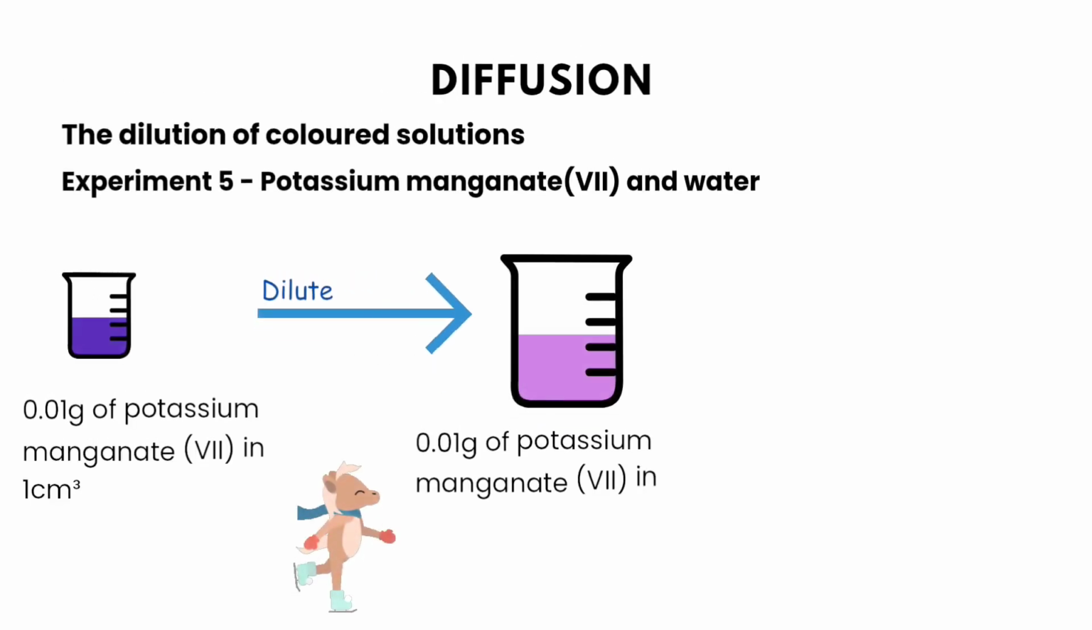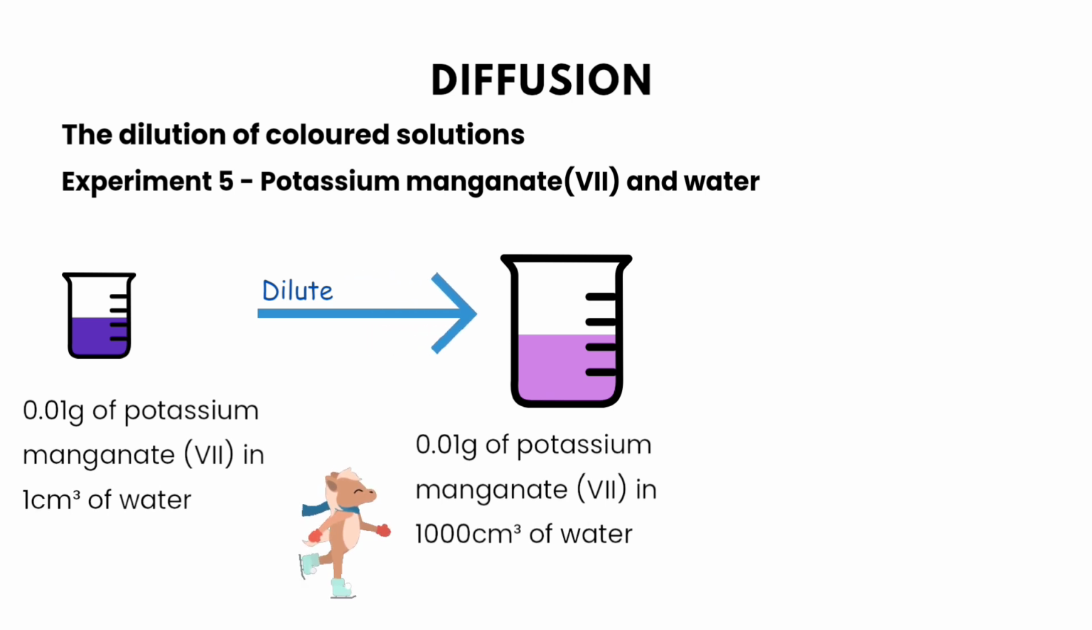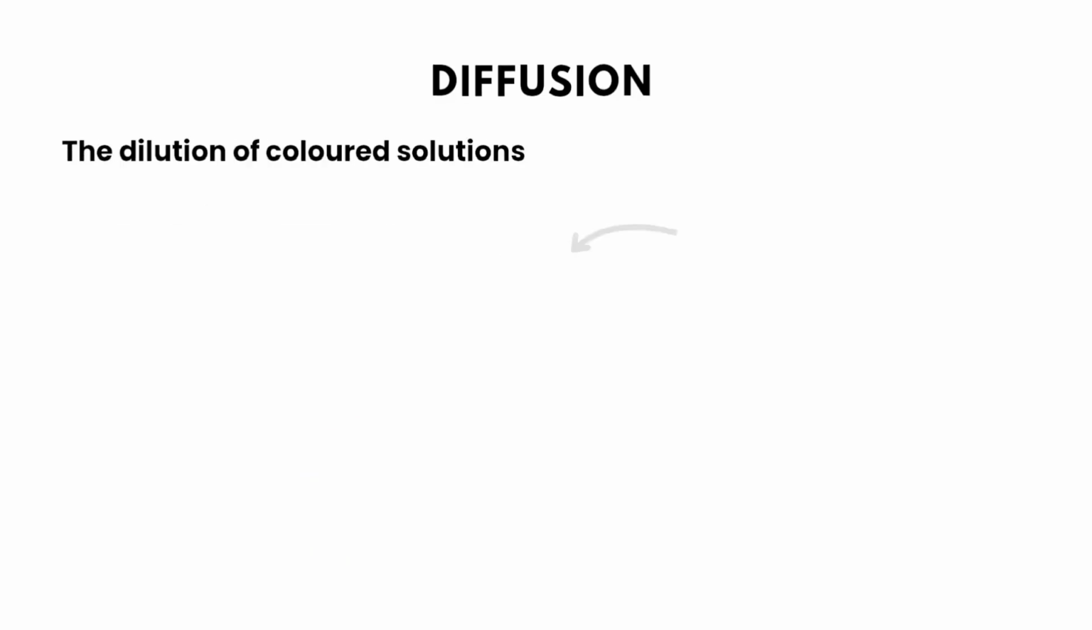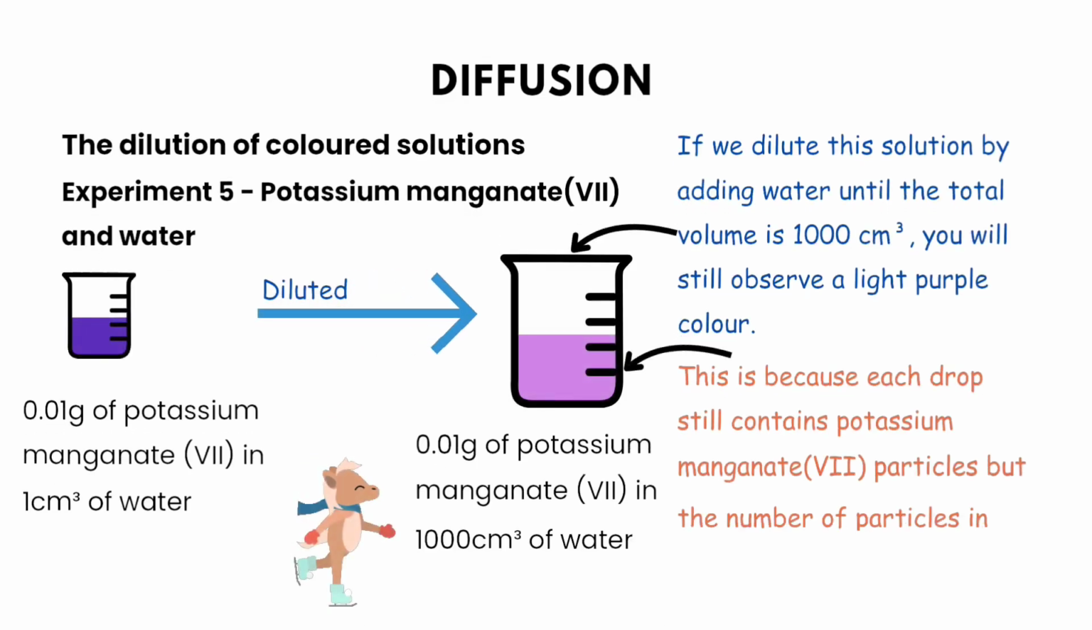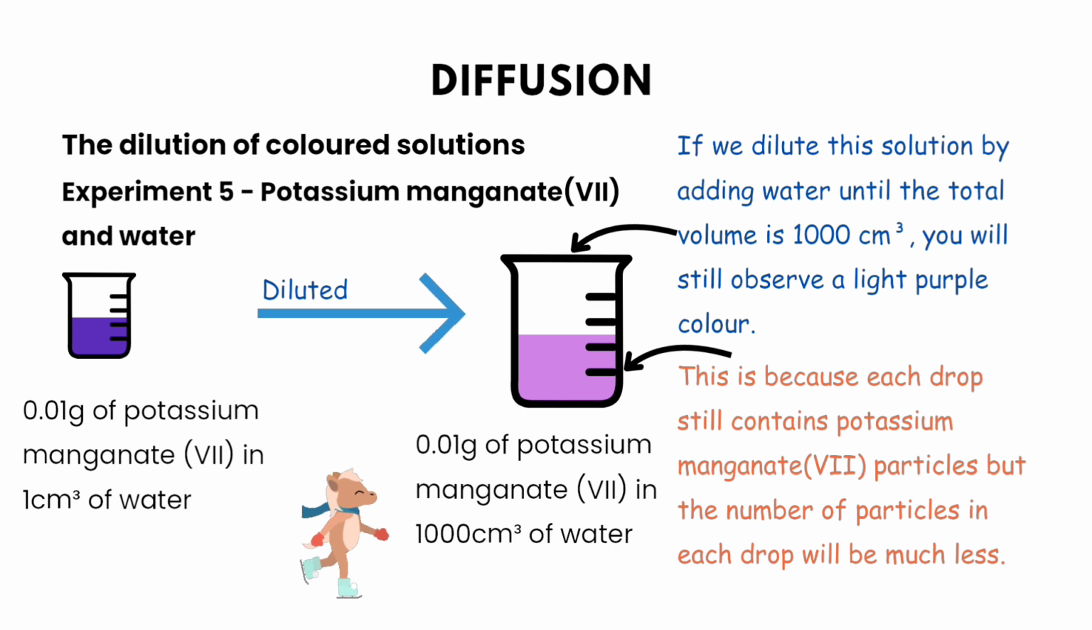So we are going to dilute this strongly colored solution, that is 0.01 grams of potassium permanganate in 1 cubic centimeter of water, by adding this solution to a larger beaker and adding water until the total volume of this solution is 1000 cubic centimeters. If we dilute this solution in this way, you will still observe a light purple color. This is because each drop still contains potassium permanganate particles, but the number of particles in each drop will be much less.